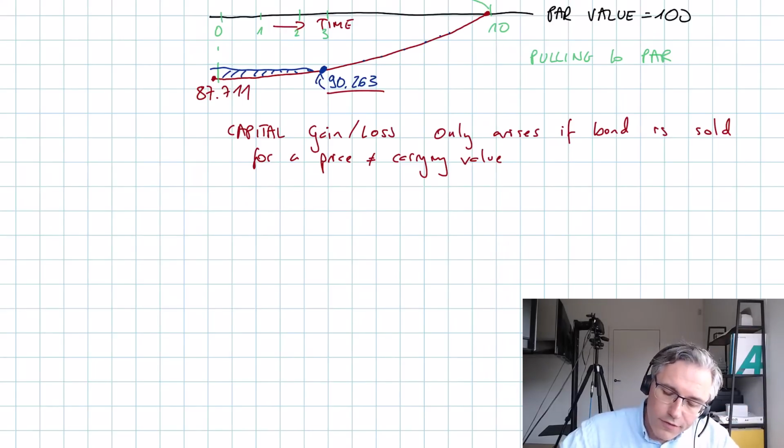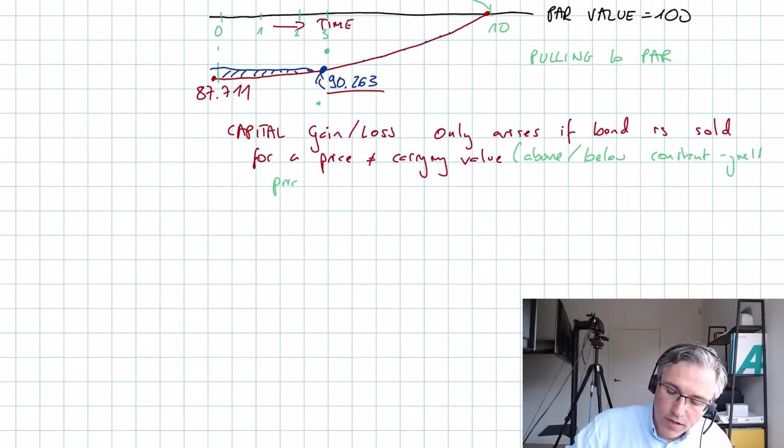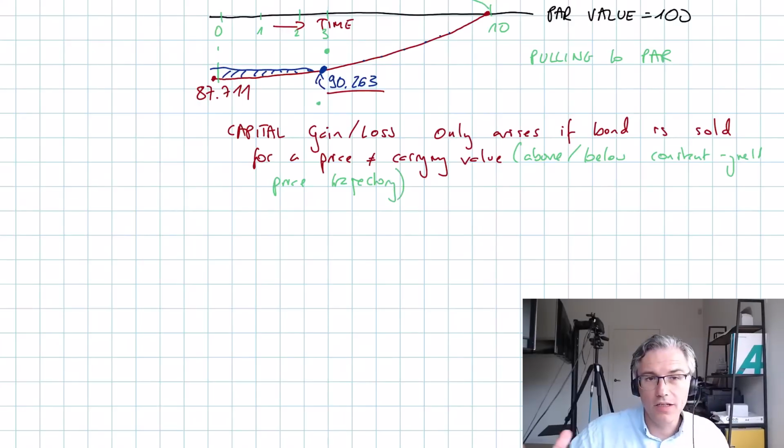So only if you sell the bond for a price that is either above or below that constant yield price trajectory would there be a capital gain or loss? Something I'm going to explore in a moment, effectively. Sorry for that.